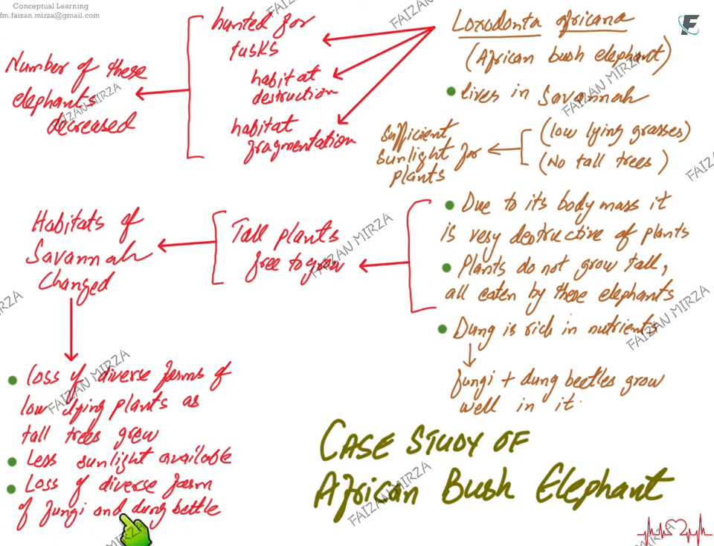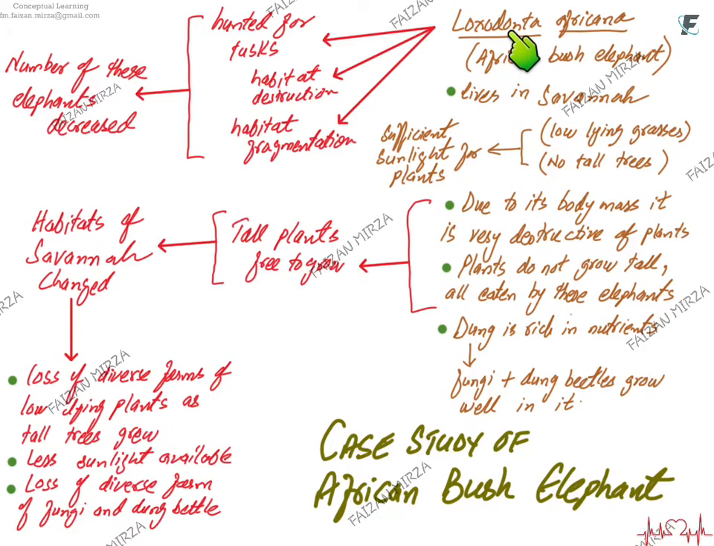Now, what are fungi and the dung beetle? Because of its heavy body mass, when Loxodonta africana was living in the savanna, it was very destructive of plants. It would not allow the plants to grow tall. It would just eat them away. It would just crush them under its own body weight. And the dung that it passed was rich in nutrients, and that dung itself was a habitat in which fungi and dung beetles could grow very well.